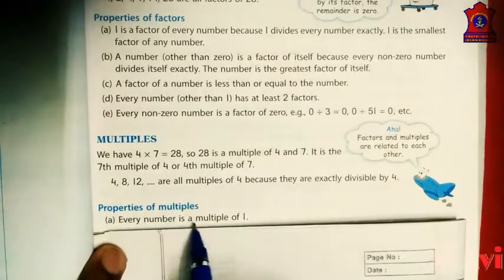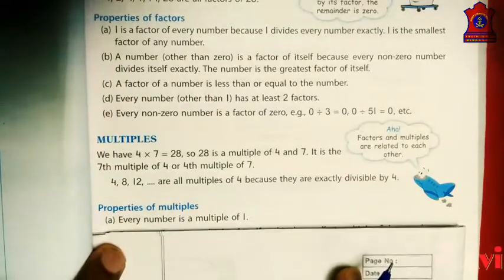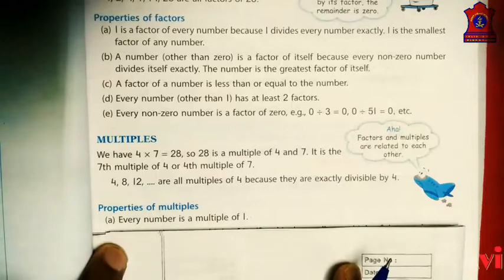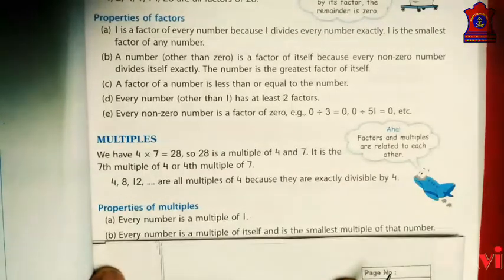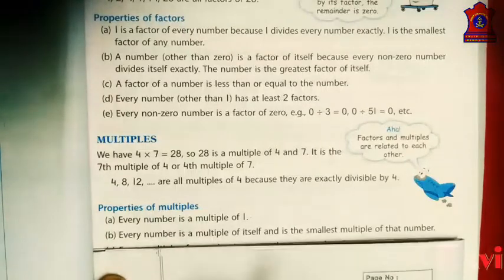Every number is a multiple of 1. Clear? So 1 is multiplied by every number. Now, second property. Every number is a multiple of itself and is the smallest multiple of that number.